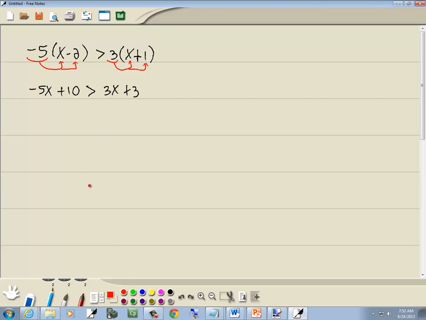Now step 2, get rid of fractions. Don't have any fractions. Step 3, get everything with an x on the left side, numbers on the right. So I'm going to take the 3x over to the left side, and I'll take the 10 to the right side. Remember, when you move anything across your inequality symbol, the sign changes. So we've got negative 5x minus 3x is greater than 3 minus 10.